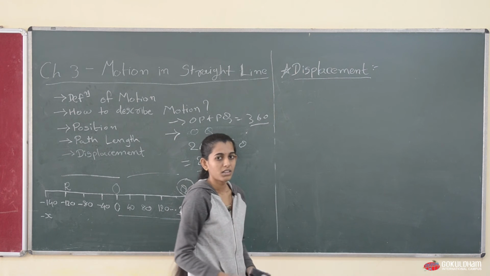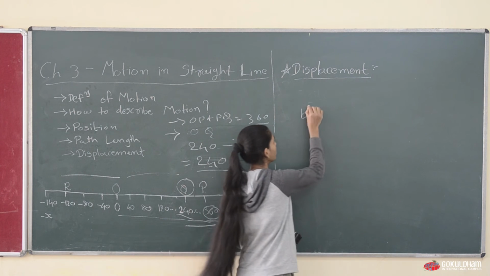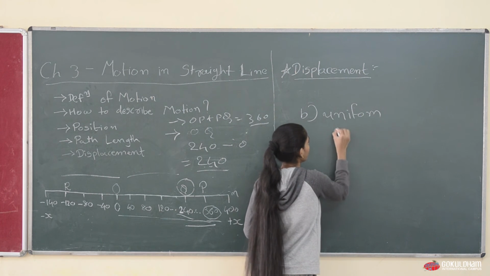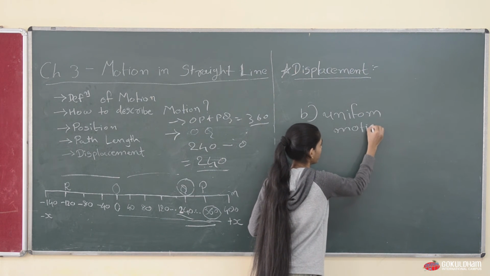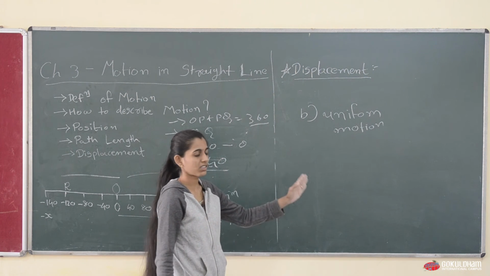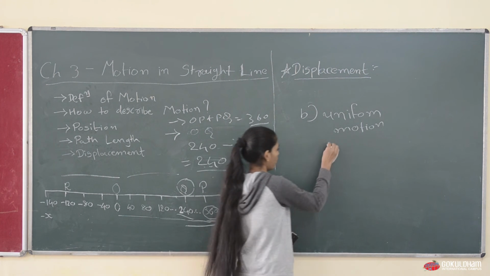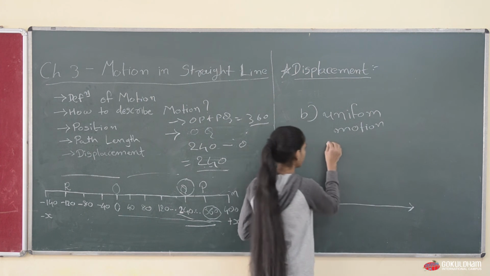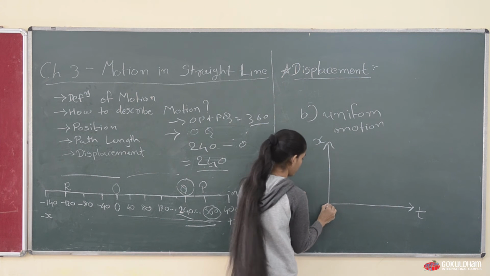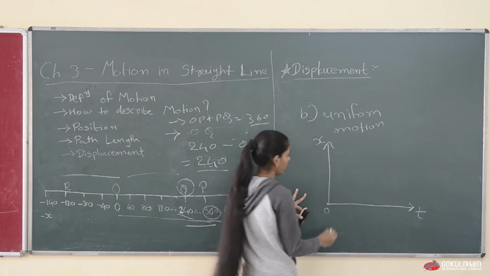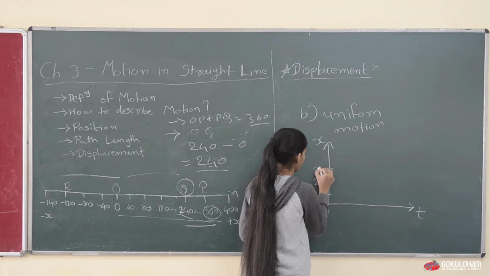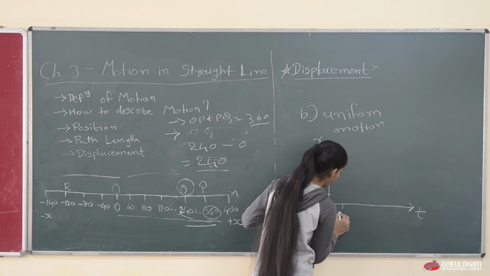Now we will take a second scenario, which is uniform motion. Uniform motion means the car will change its position by equal distance in equal time intervals. So let's see how the graph is formed. This is our x-axis and the time interval, the origin point. Now let's take different distances and different time intervals.